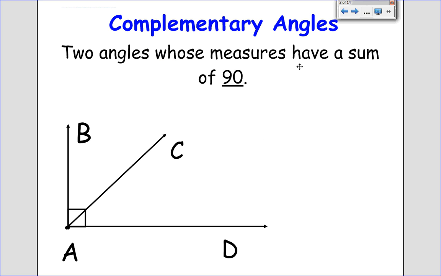Hello, today's video will be on complementary and supplementary angles. To begin, complementary angles are two angles whose measures have a sum of 90 degrees. So if you see all of angle BAD, that angle adds up to 90 degrees. So if we add the smaller angle BAC and CAD, those two angles would be complementary because they add up to 90.